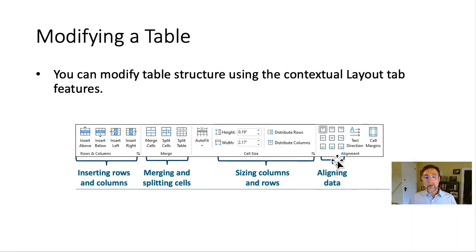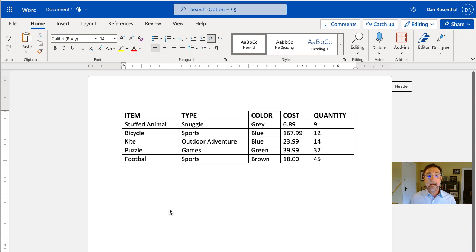The other thing that we can do here is on modifying a table. We can do some very specific things to the table itself using the contextual menu that appears. Let's come back and take a look at that. If I'm outside of the table, notice across here in my ribbon, I have Home, Insert, Layout, References, Review, View, and Help. That's in Microsoft Word 365. But if I click inside the table, immediately I get 2 new tabs up here.